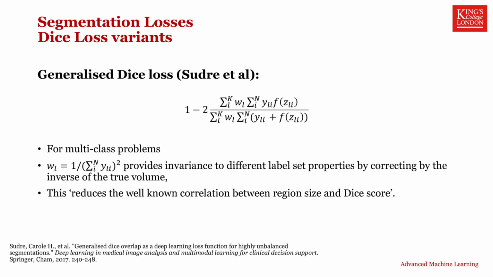Dice losses may straightforwardly be extended to consider multiple classes, as well as be extended to weight certain classes more heavily than others. For example, this is the generalized dice loss proposed by Carole Sudre in 2017. Here, the prediction is summed over a total of k classes, and a weighting is added, which is equal to 1 over the total number of locations for that particular class. So this is therefore going to upweight classes with few examples.